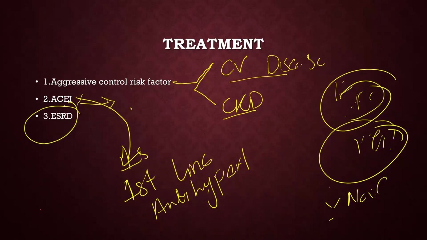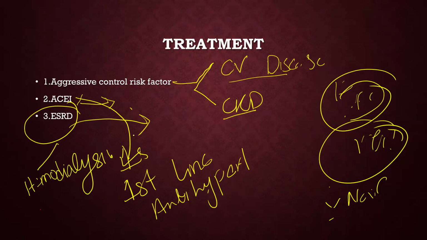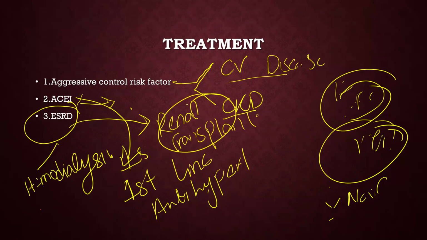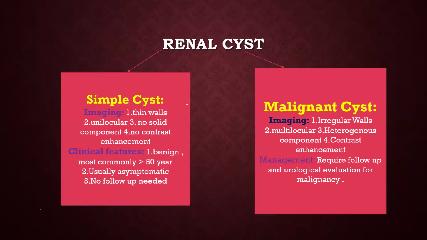End stage renal disease is treated by hemodialysis and renal transplant. Hemodialysis is a temporary treatment while the permanent treatment is renal transplant. So this is the last slide.